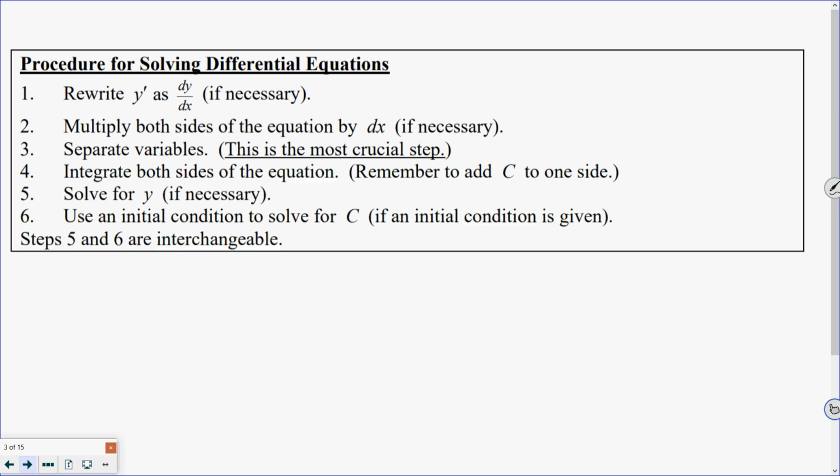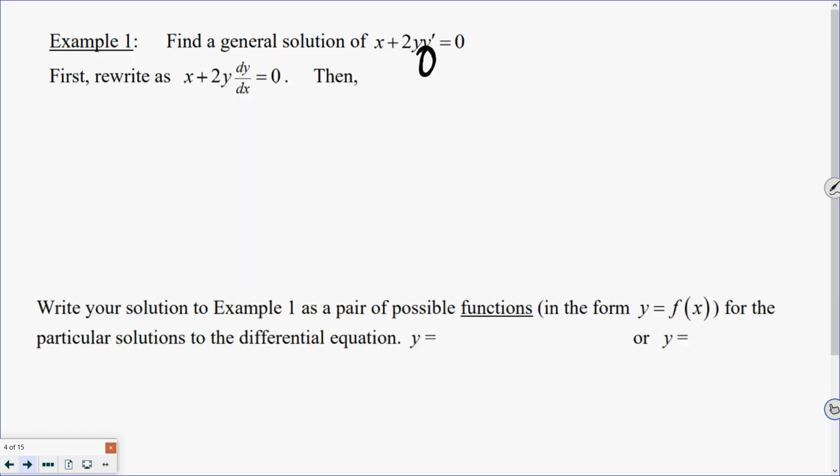Okay, so let's go through an actual example. Keep those steps in front of you, and you can follow along. Hopefully they'll make sense as we go through here. All right, so we want to solve this equation up here. We've got (x + 2y)y' = 0. The very first thing we're going to do is replace the y prime with dy/dx. So that step's done right here. I have (x + 2y) dy/dx = 0.